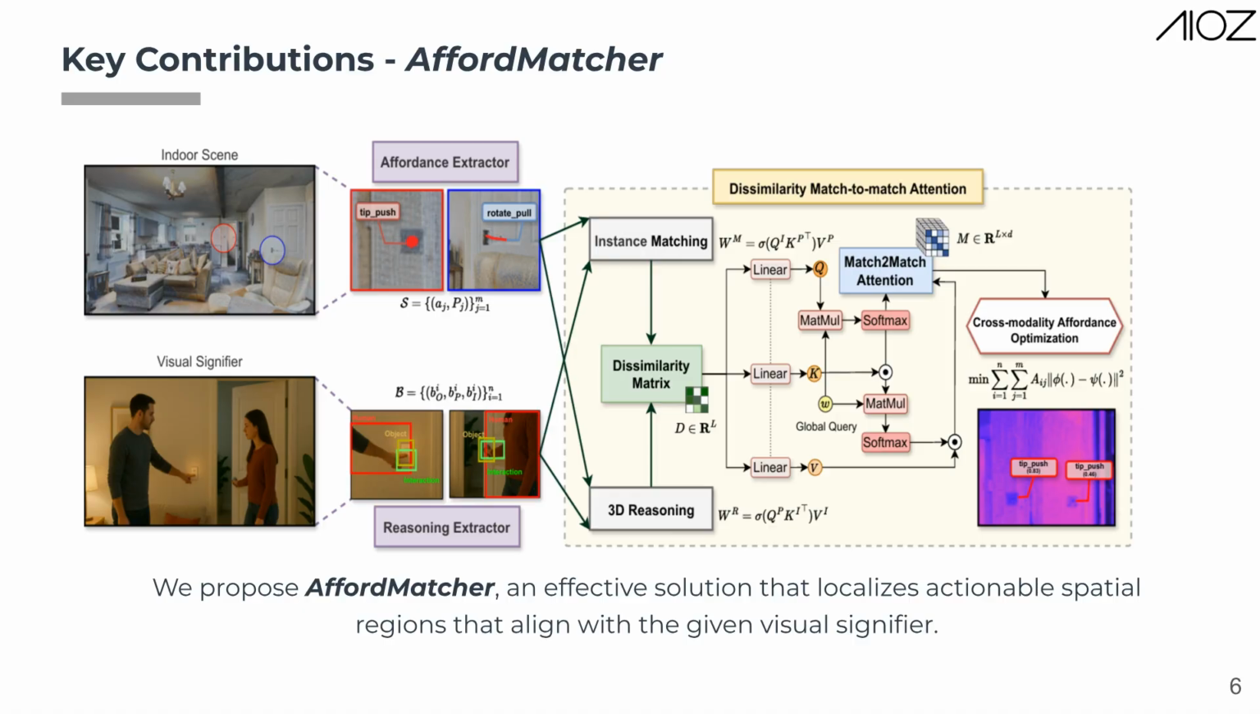Our architecture consists of a reasoning extractor that encodes interaction cues from visual signifiers and an affordance extractor that identifies candidate interaction regions within the 3D scene. These representations are aligned through a cross-modal reasoning pipeline that enables instance matching between modalities.